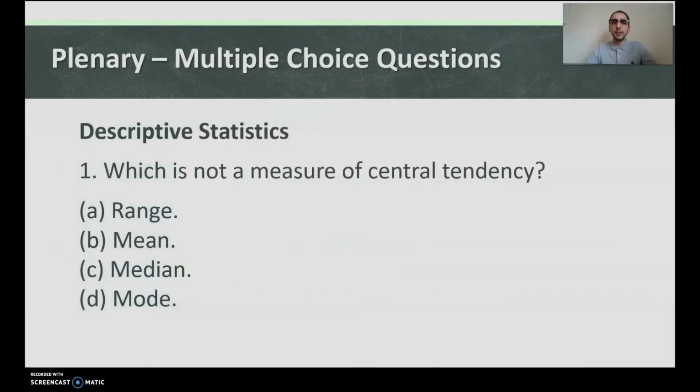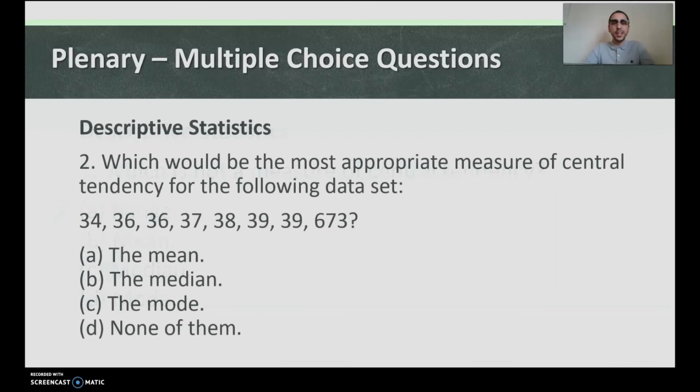Multiple choice again. I think I've got 4 of them. Number 1. Which is not a measure of central tendency? A, range. B, mean. C, median. Or D, mode. Which is not a measure of central tendency? Did you say B, mean? Well, you're wrong. It's A, range. Good.